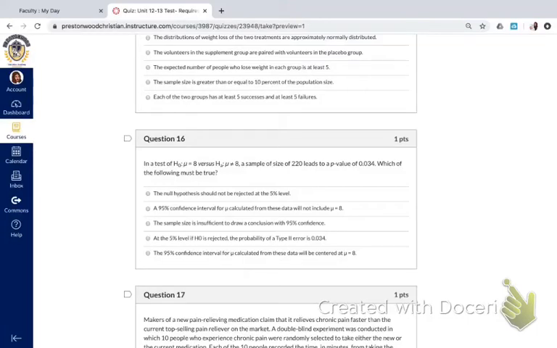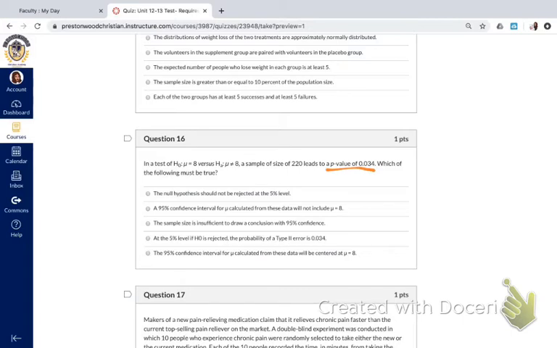So on this question, it's just easier to do a video for it. It says, in a test of the null hypothesis mu equals 8 and the alternative mu does not equal 8, a sample size of 220 leads to a p-value of 0.034. Which of the following must be true?